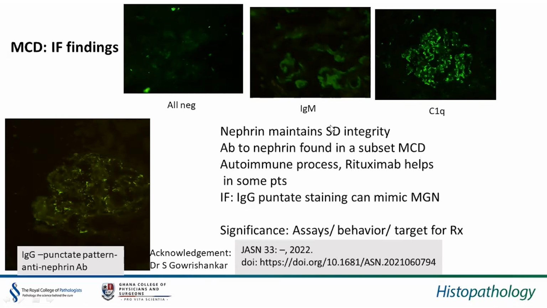And remember, the slit diaphragm plays a very critical role. It's the backbone of the filtration process of the glomerulus. And antibodies to nephrin may be found in a subset of minimal change disease, which in that situation becomes an autoimmune process. And in such cases, rituximab may help in the treatment. So this is the punctate pattern of staining which may be seen. It may cause diagnostic confusion, and therefore one needs to be aware of this particular pattern.